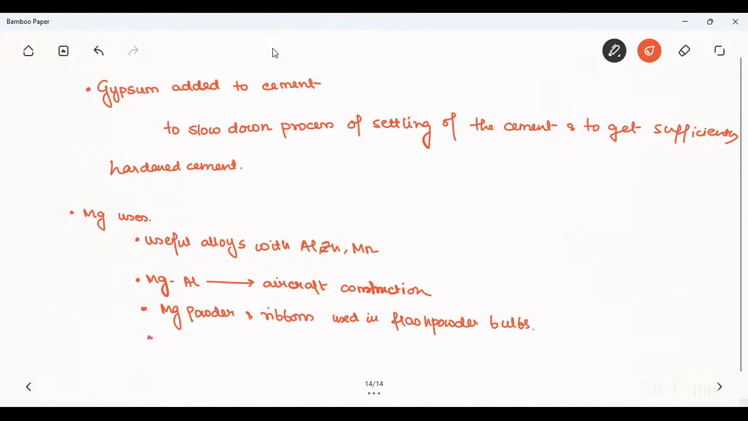Also, it is used in incendiary bombs and signals.